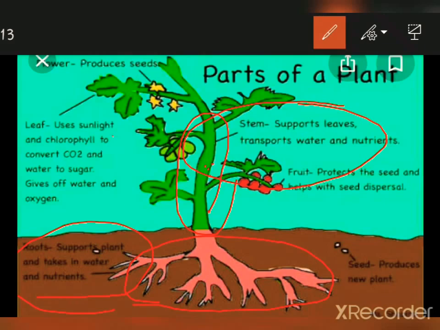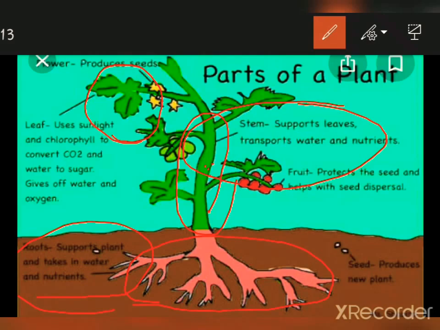Next is the leaf. These are the leaves, green leaves. These are the kitchen of the plant, as they prepare food for themselves and for us also. We are getting food from the plants. Who are preparing food for us? The part of plant is leaf, which is the kitchen of the plant.